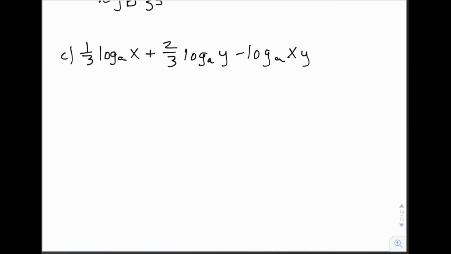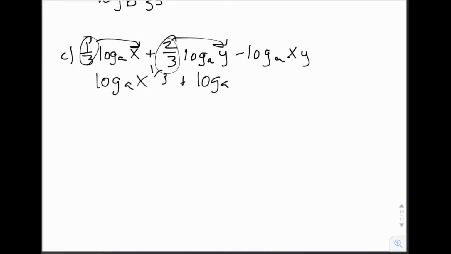Alright, let's go ahead and try to look at part C here. So we noticed that we have some fractions out in front that we need to put back where they came from. So in this case, we can take the x and raise it to the 1/3. And additionally, we can take this y and raise it to the 2/3. So that should give us a log base a of x raised to the 1/3, plus log base a of y raised to the 2/3, and then finally minus a log base a of xy.